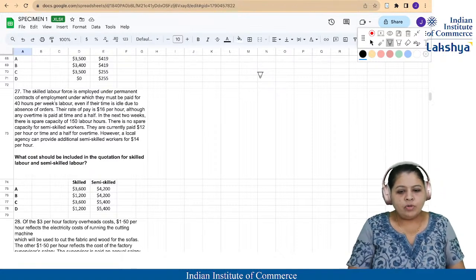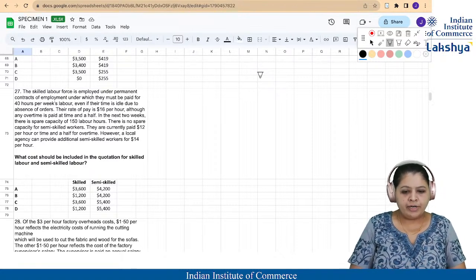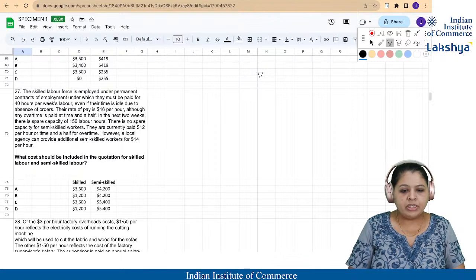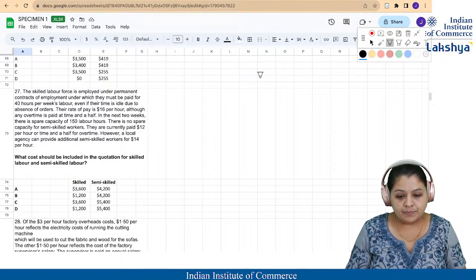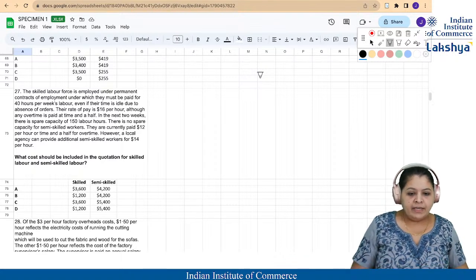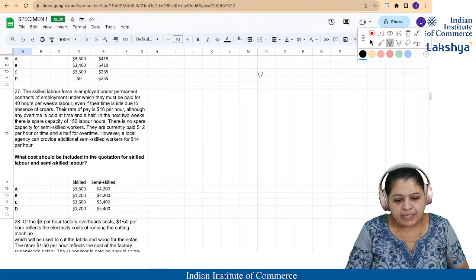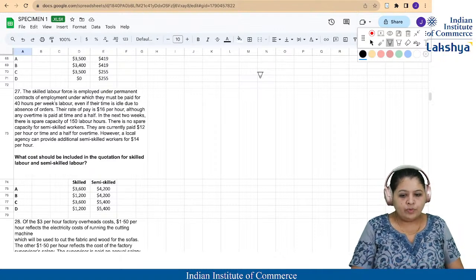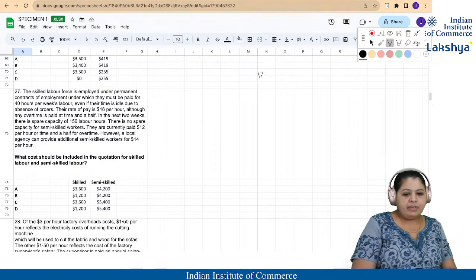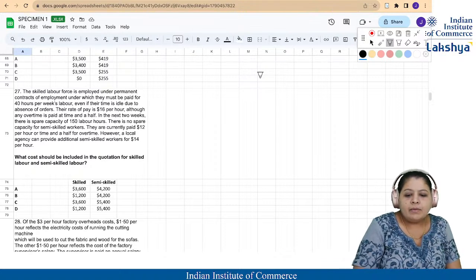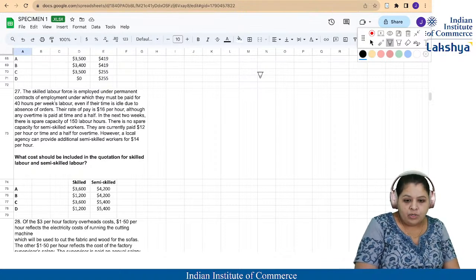The skilled labor force is employed under a permanent contract of employment under which they must be paid for 40 hours per week, even if their time is idle due to the absence of orders. The rate of pay is $16, though any overtime is paid at time and a half. In the next 2 weeks, there is a spare capacity of 150 labor hours. There is no spare capacity of semi-skilled workers.